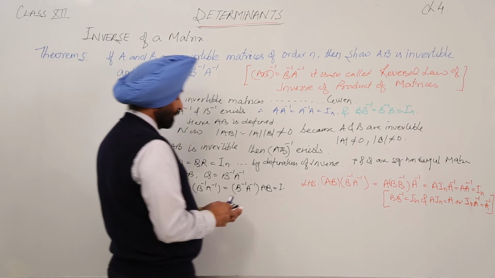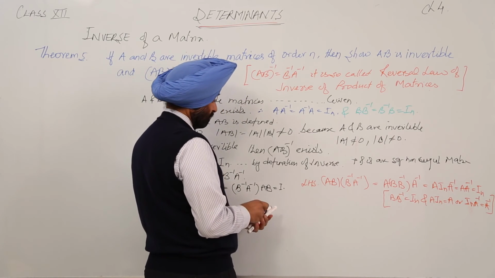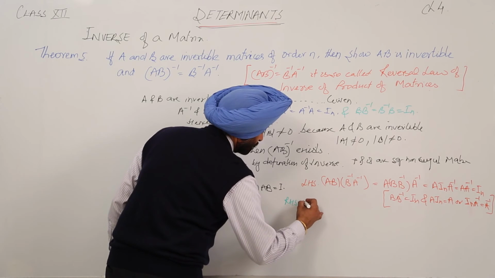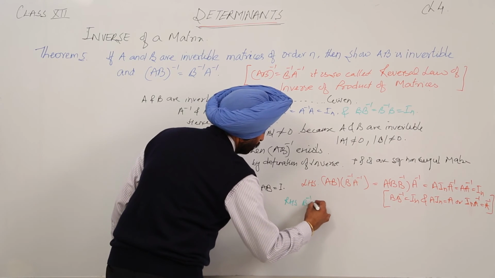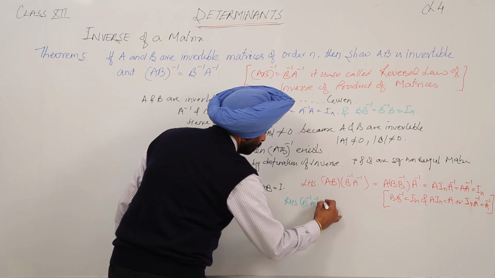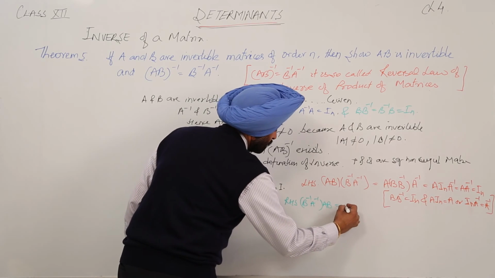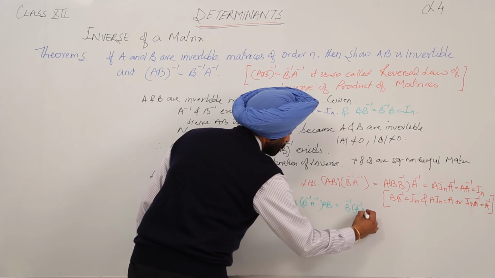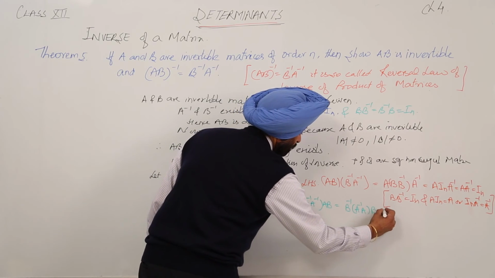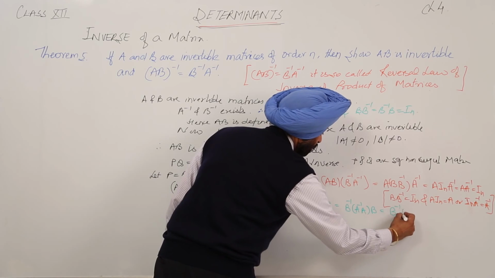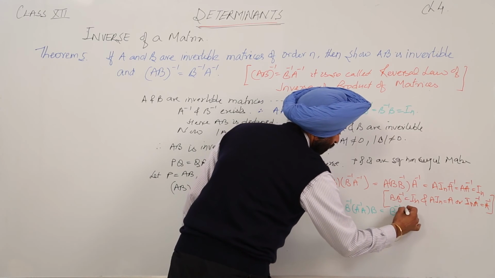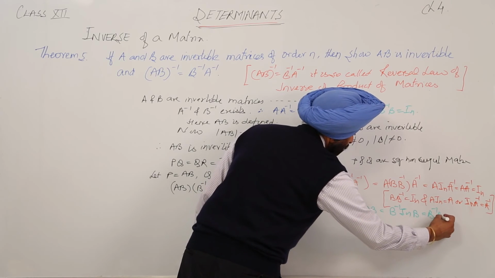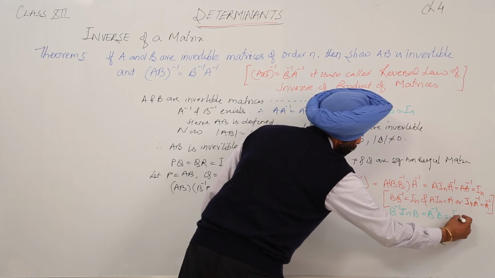Now for the right hand side, right hand side is B inverse A inverse with AB is equal to B inverse A inverse A with B. This is equal to B inverse IN with B, and this is equal to B inverse B, and again this is equal to IN.